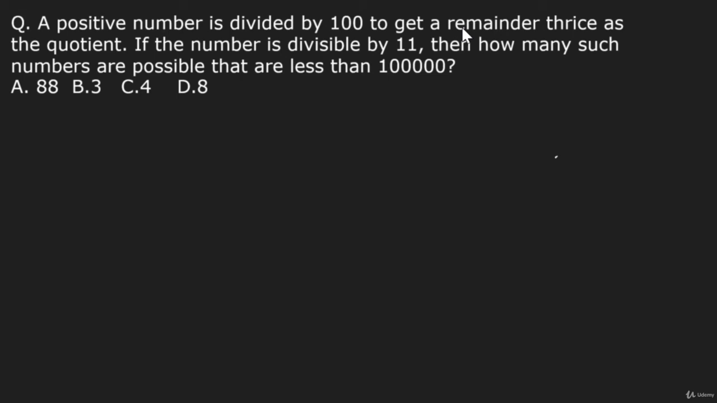All right, I hope you have given it a try. Let's do it together. It's mentioned over here that when the number is divided by 100, you get a quotient and the remainder is 3 times the quotient.